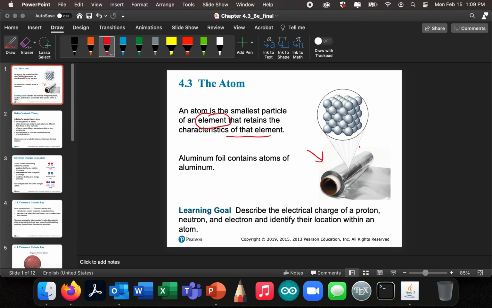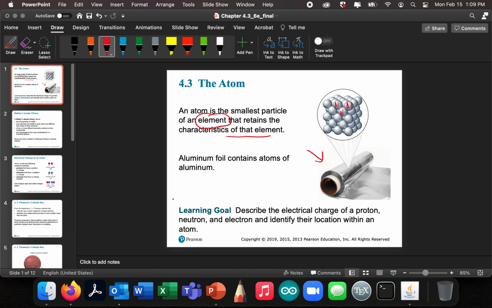If we could get really, really small, obviously very, very small, this is just a cartoon picture of it, but you might see something that looked like a bunch of spheres arranged in sort of a three-dimensional array. This would be an atom of aluminum. Here's another atom of aluminum. Here's another atom of aluminum.